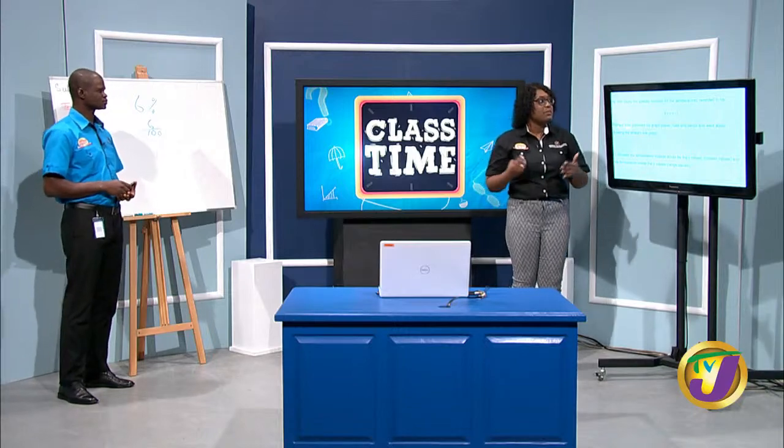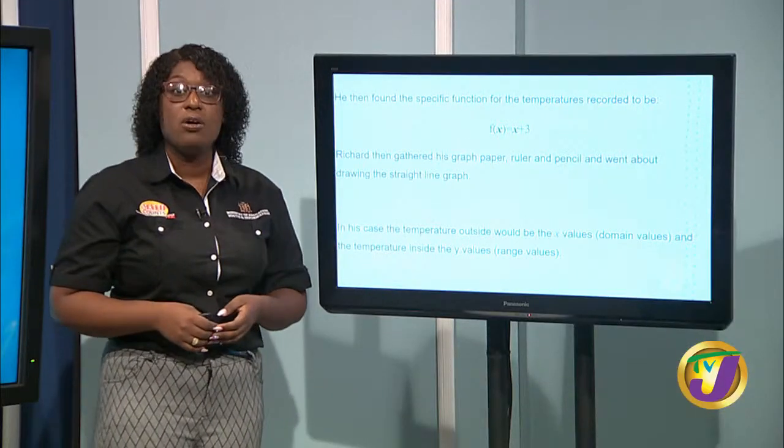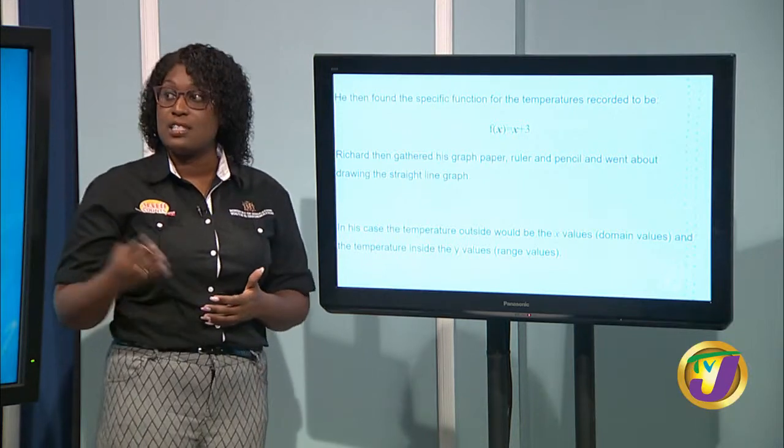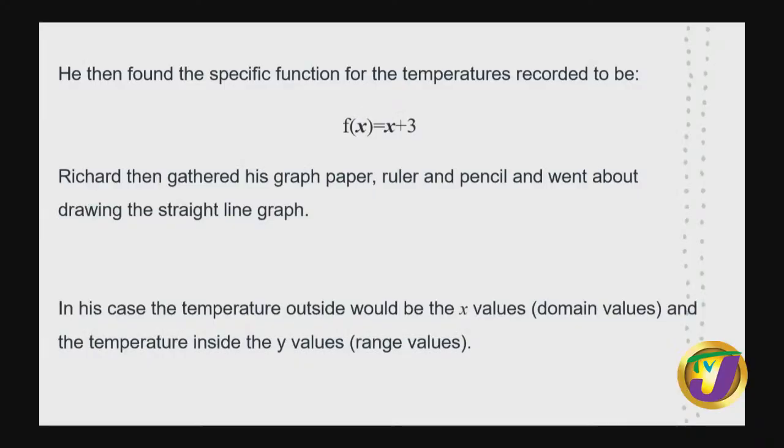So he then found that the specific function for the temperatures recorded was f of x is equal to x plus 3. Richard then gathered his graph paper, ruler, pencil, and went about drawing his straight line graph. In his case, the temperature outside would be the x values, and as we would say, we talked about domain values, and we said independent or dependent. Which one is it, sir? Independent. It's the independent variable. And the temperature inside the room is our y values or our range, and those would be our dependent values.